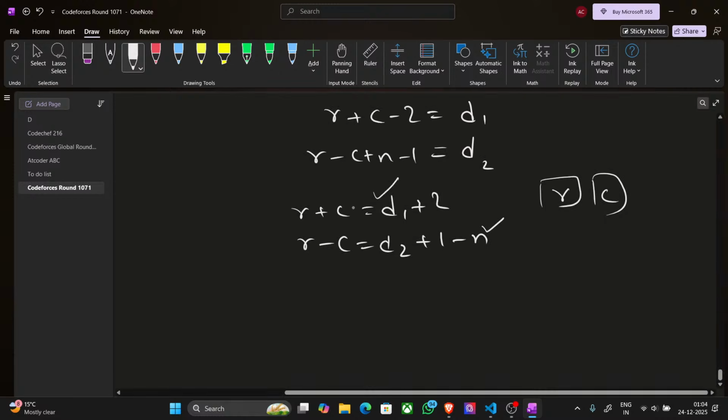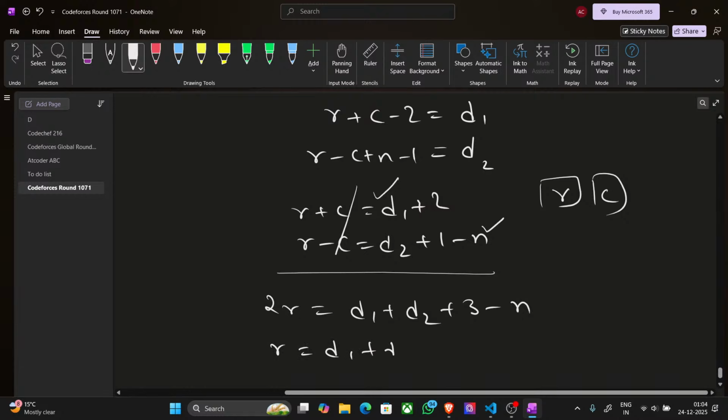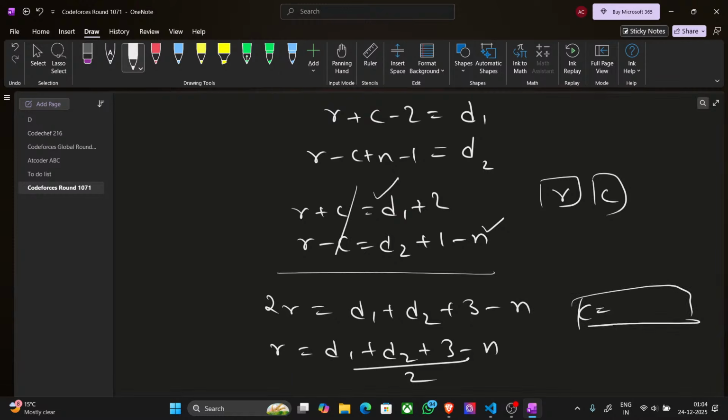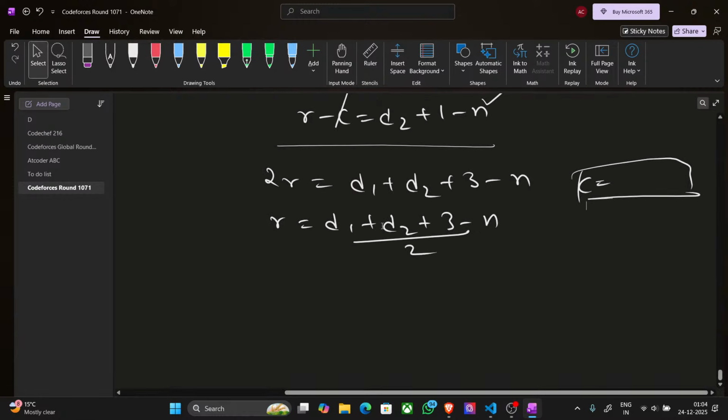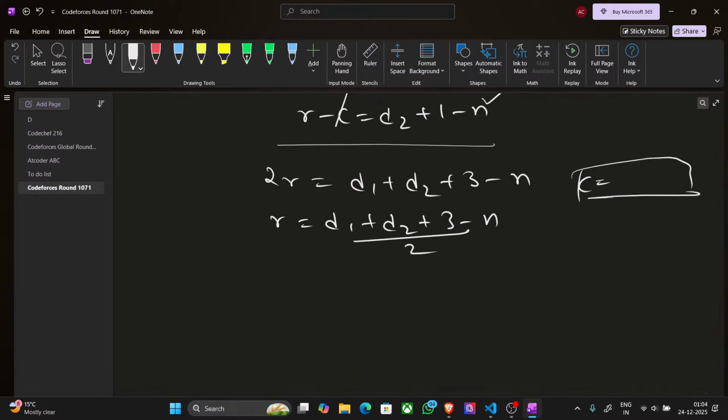Right? You can just cut it. 2R is equal to D1 plus D2 plus 3 minus n, and R is equal to (D1 plus D2 plus 3 minus n) divided by 2. And what will be C? You will just replace it. C will come out to some value. I'm not calculating, but C will come out to some value. Okay.